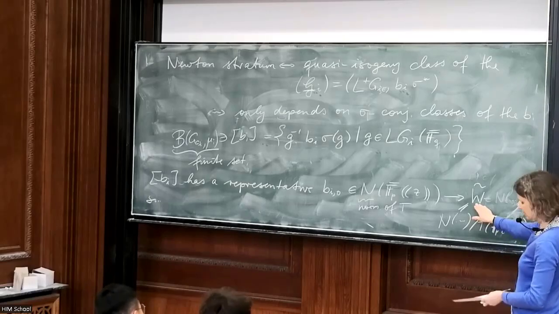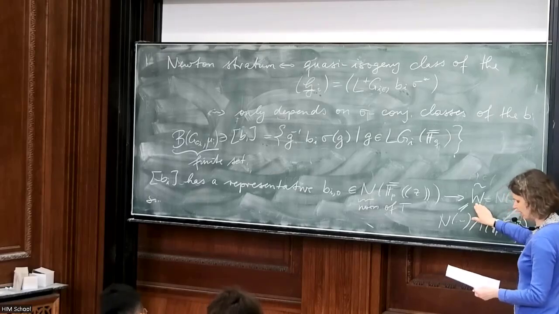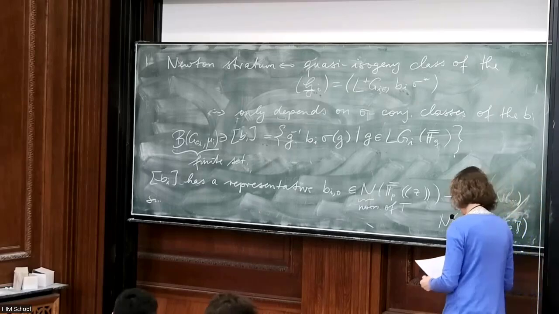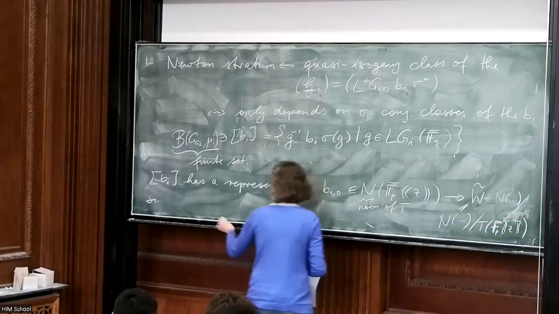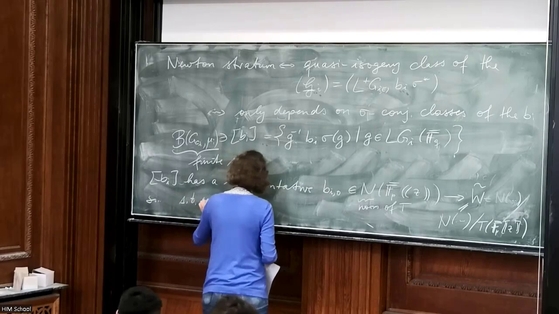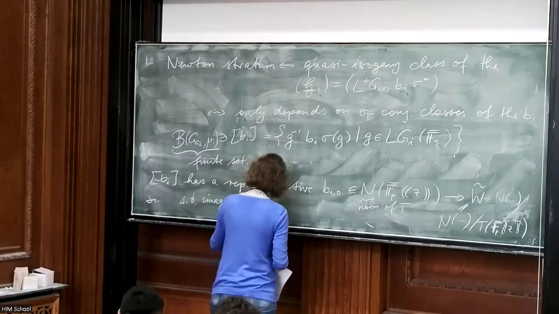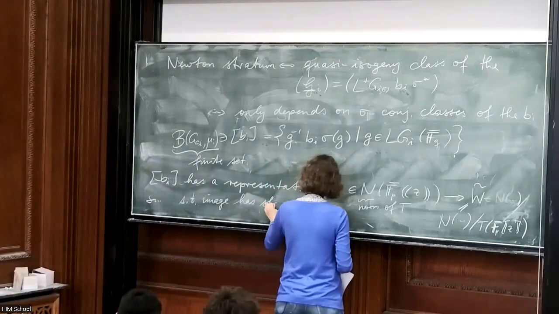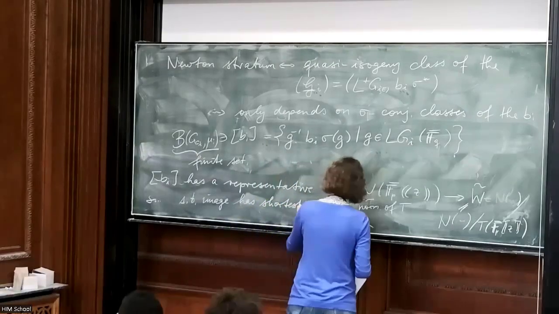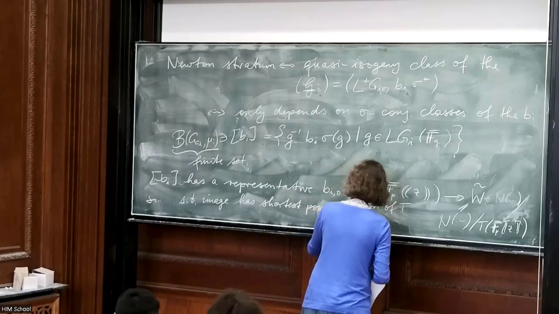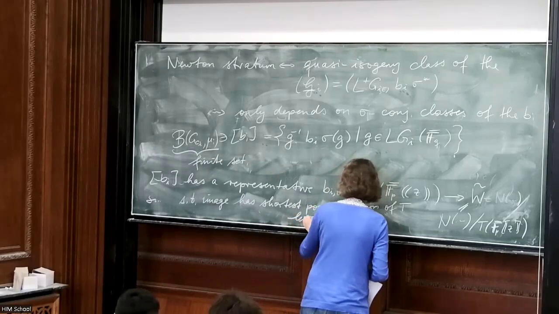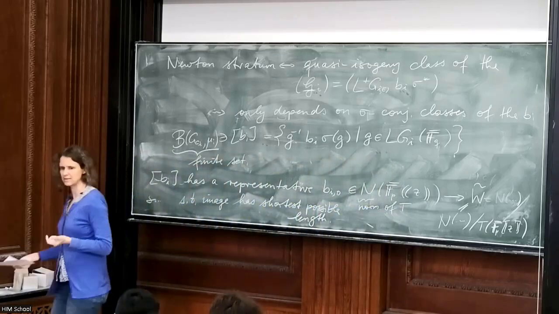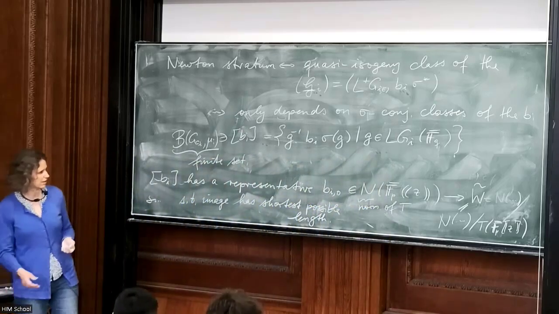If you map it here, then this should be an element of the so-called fundamental alcove, such that the image, let's say, has shortest possible length. And one can also explicitly say what this length then is in terms of the Frobenius conjugacy class.